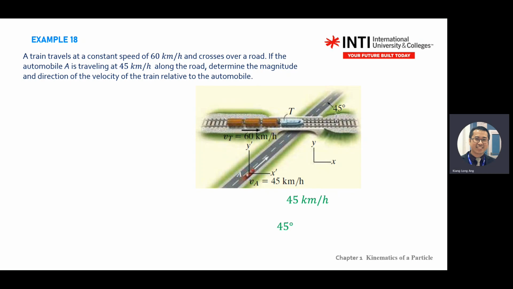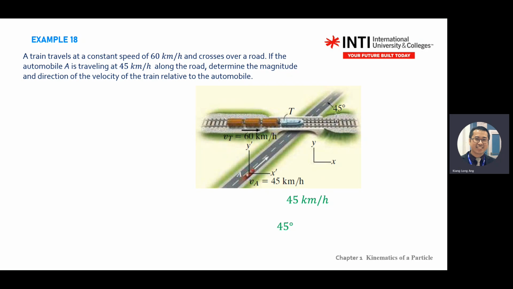So example 18, the train travels at a constant speed of 60 km per hour. If we tell you the train travels at a constant speed, what happens to the acceleration? Acceleration will be 0, because of constant speed. But speed here is the magnitude of that vector. Okay, velocity has magnitude and direction. Magnitude of velocity is speed. So this is just a magnitude. It doesn't tell you the direction.